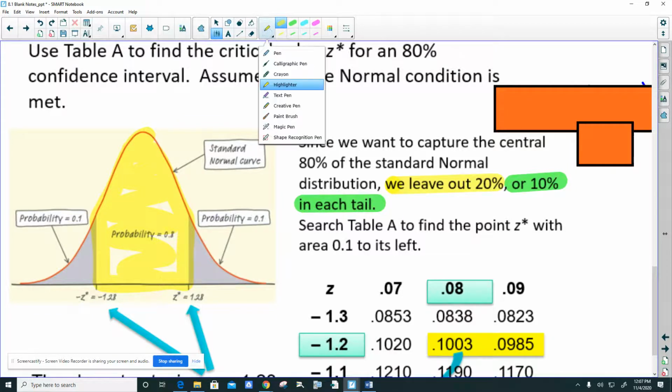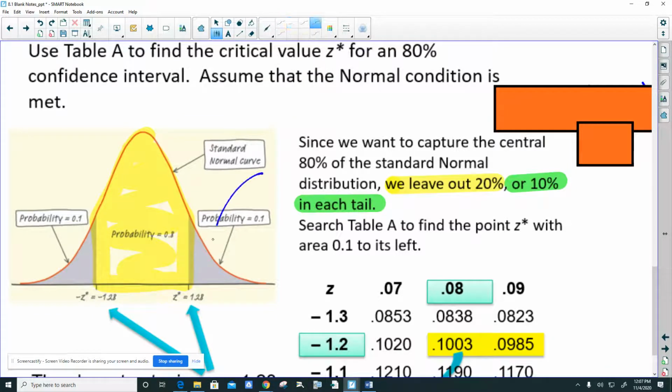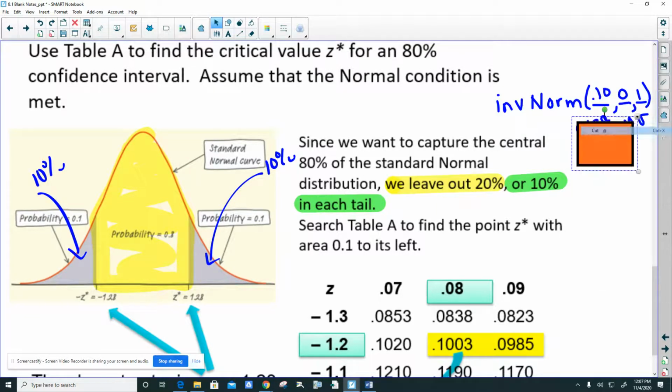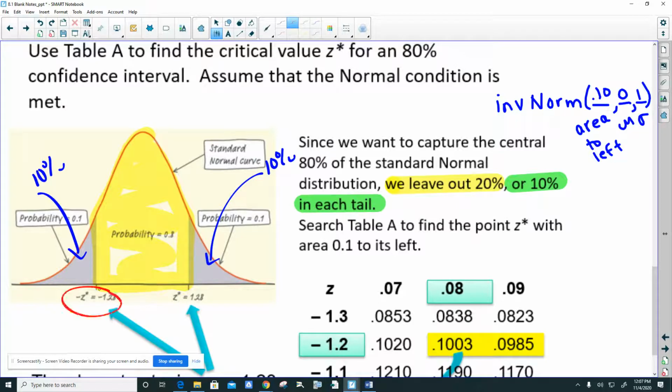Okay, so if that's 80% there in the middle, then that means we're going to have 10% in this tail, and we would have 10% in that tail. Okay, so the way the inverse norm works, we learned this in chapter 2, is we would fill in the area to the left. In the area to the left, I would fill that in as being 10%, because I would be looking for what is this z-score right here.